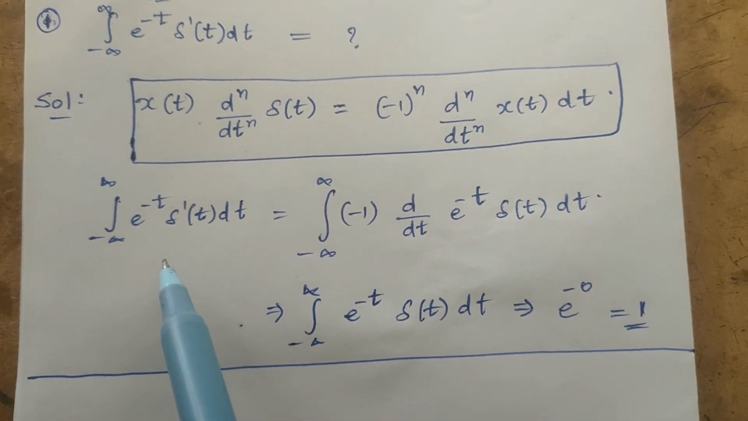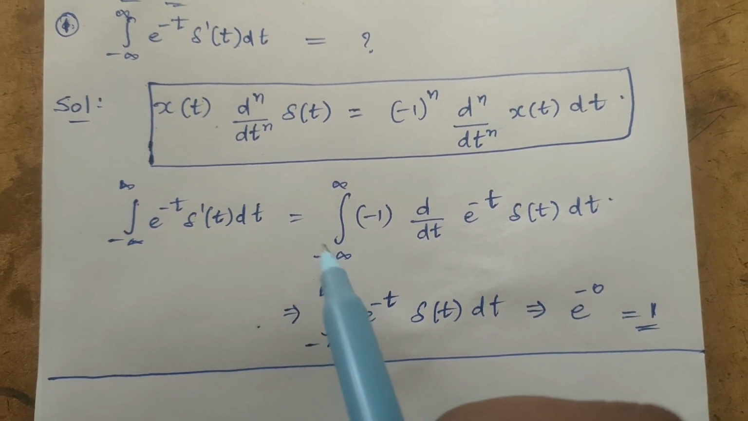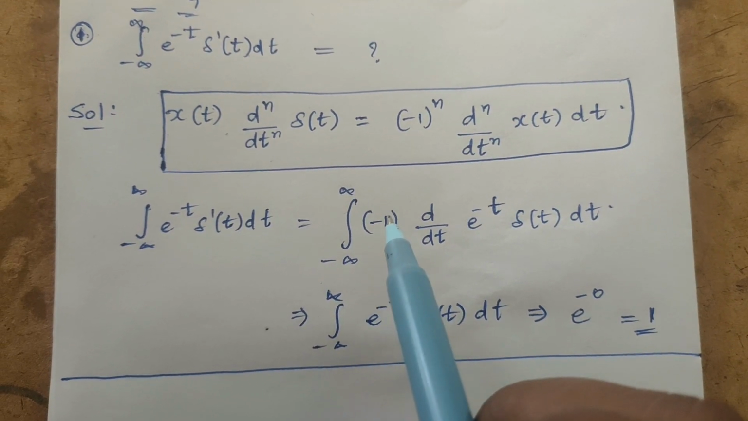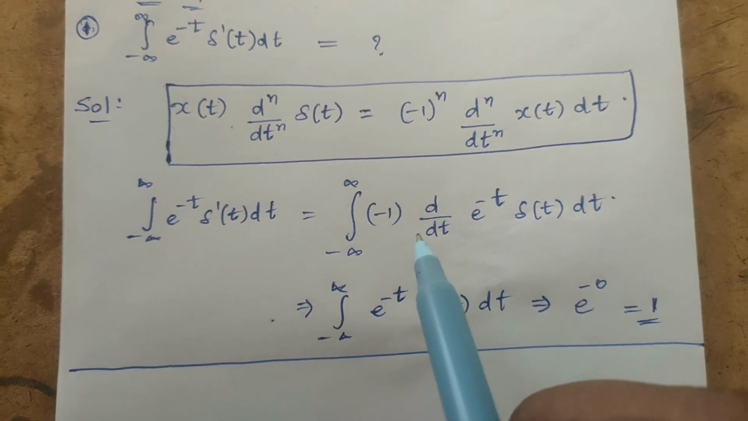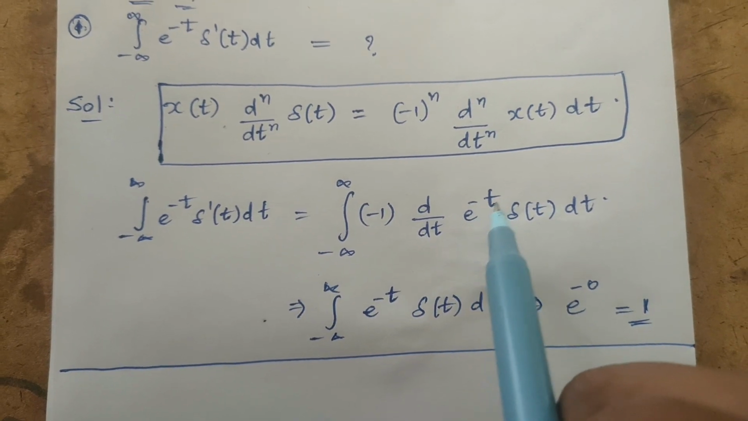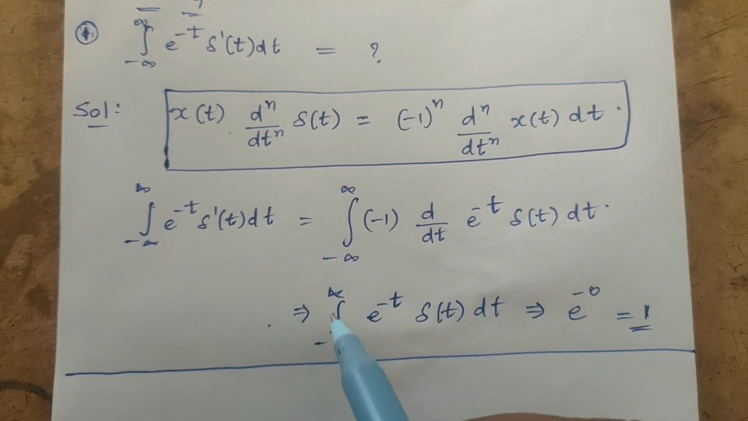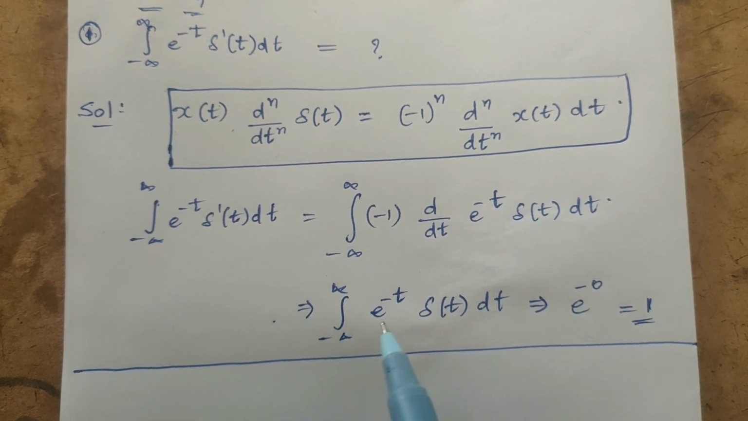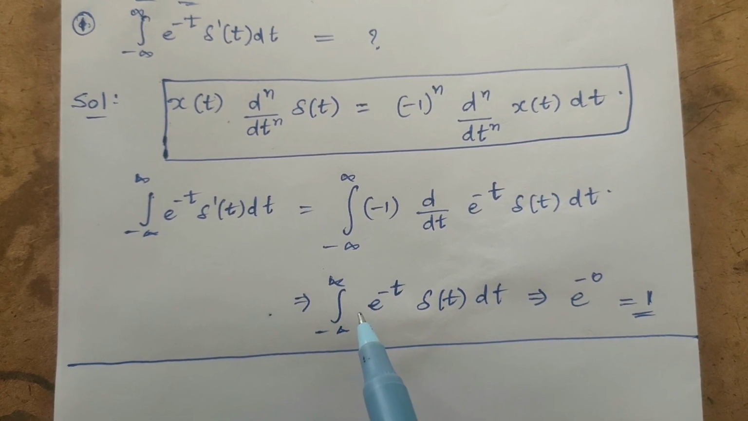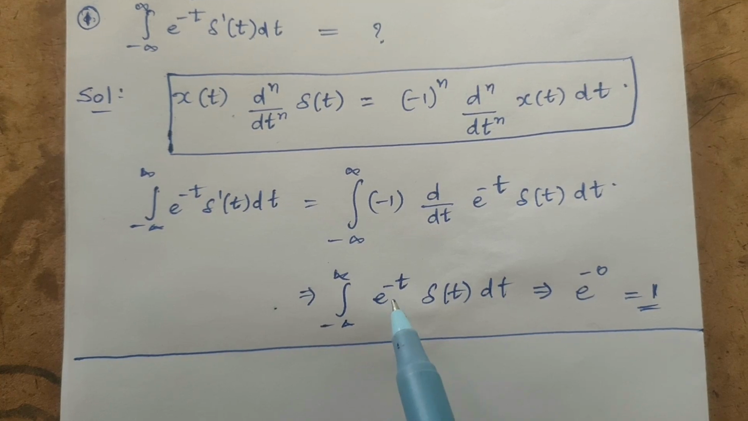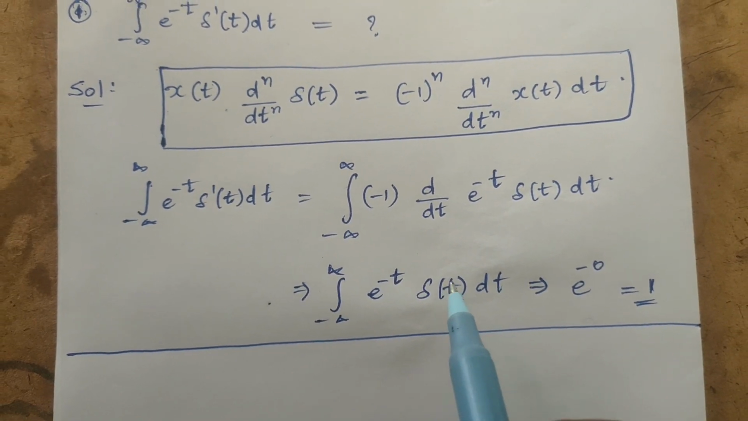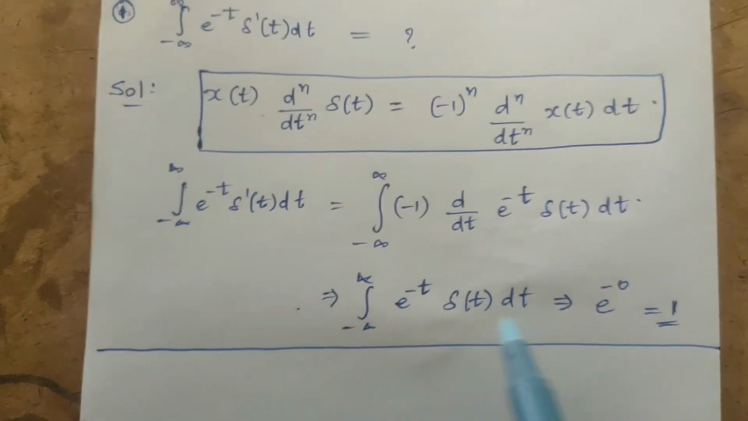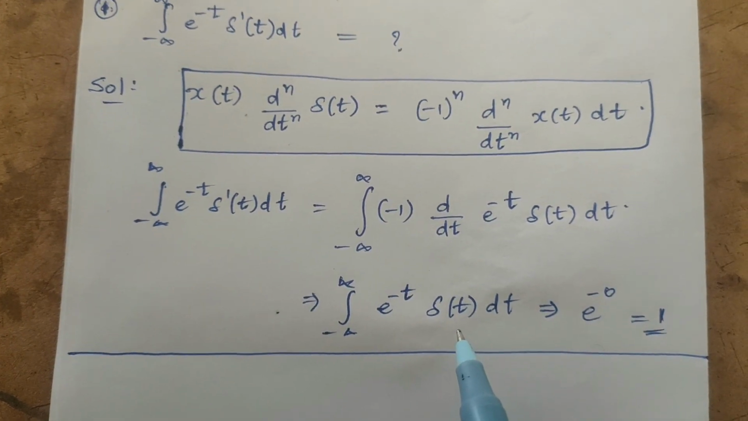Same concept is used here. Integration from minus infinity to infinity, minus 1 whole power n is 1, d by dt of e power minus t into del of t into dt. This is an important formula. Here it is written as integration from minus infinity to infinity of e power minus t into delta t minus 0 into dt, where we will substitute t is equal to 0 and you will get the answer as 1.